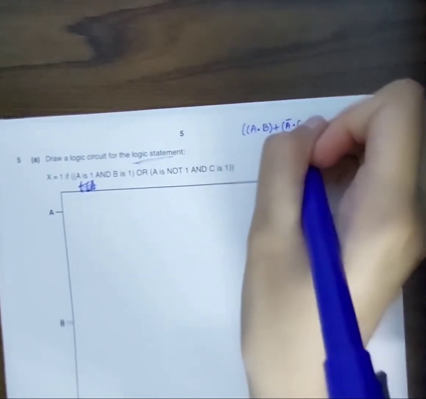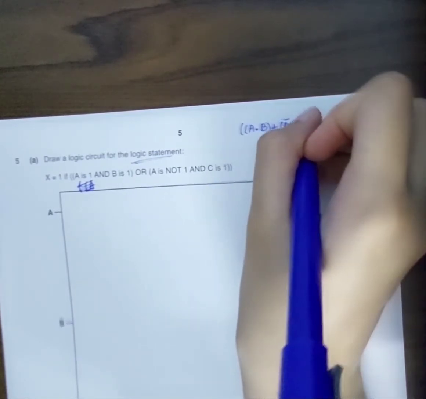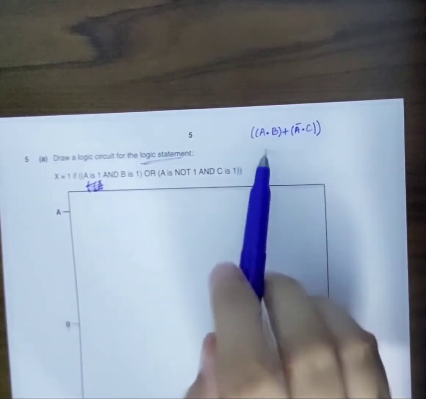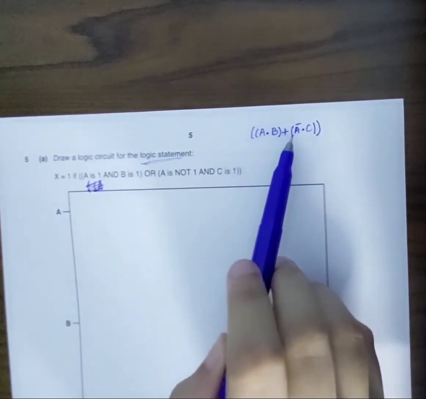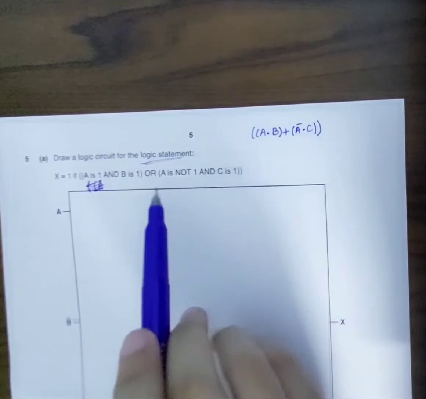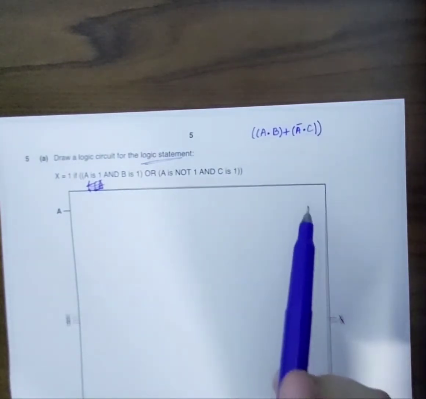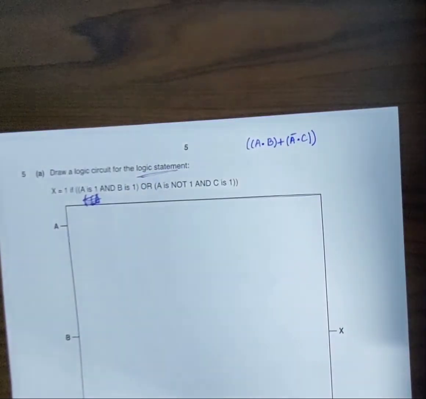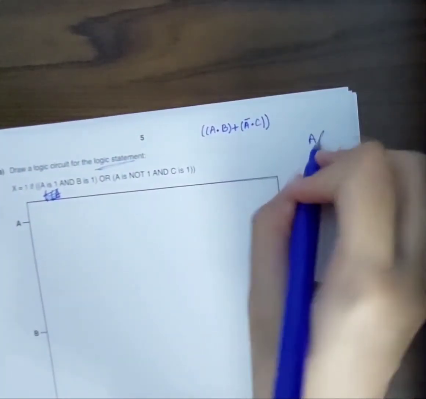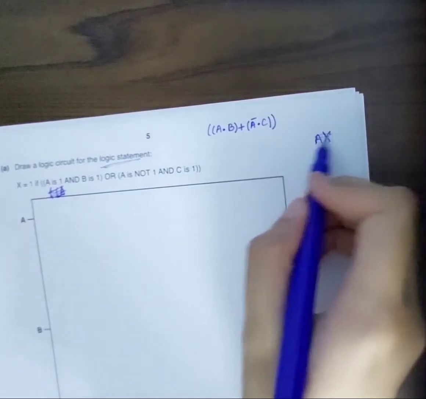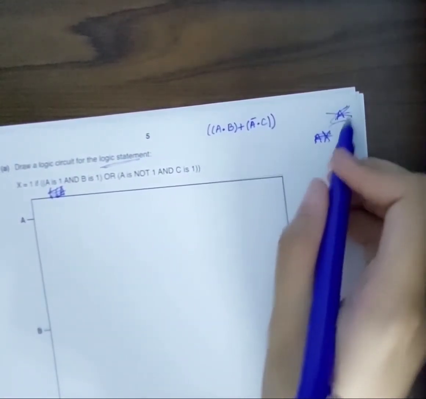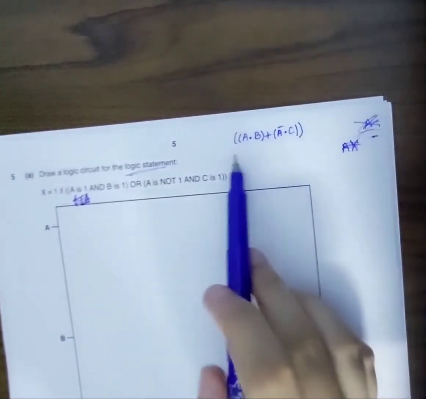And C is 1, and then again this. So you have two logic statements which are being ORed. A is 1 and B is 1, so we just did A dot B, and then or A is not 1, which means it's A bar. You could also say it like a cross, A is not 1, you cross it out. But in computers it's bar. So it's A dot B plus A bar dot C.